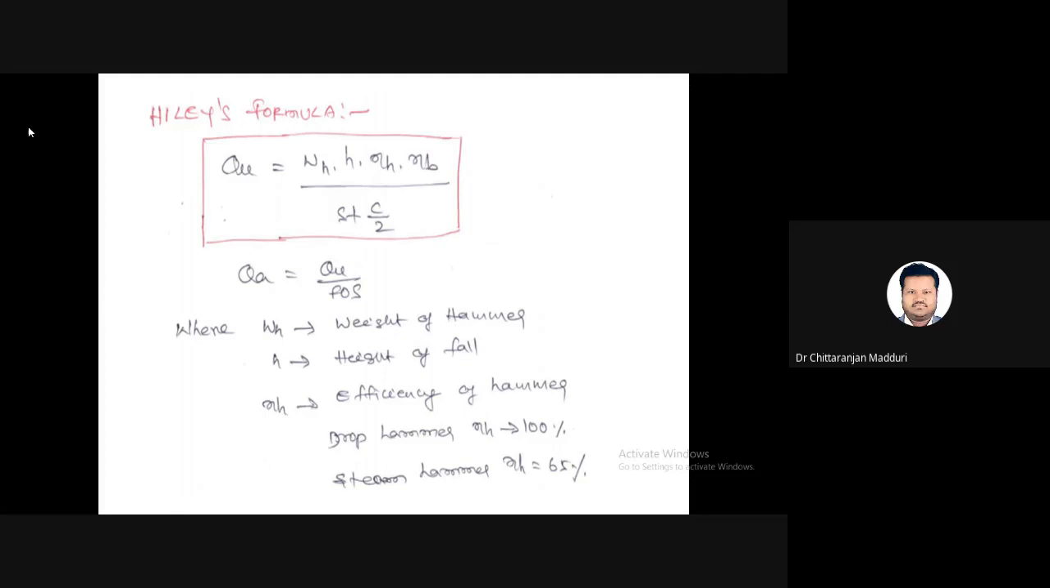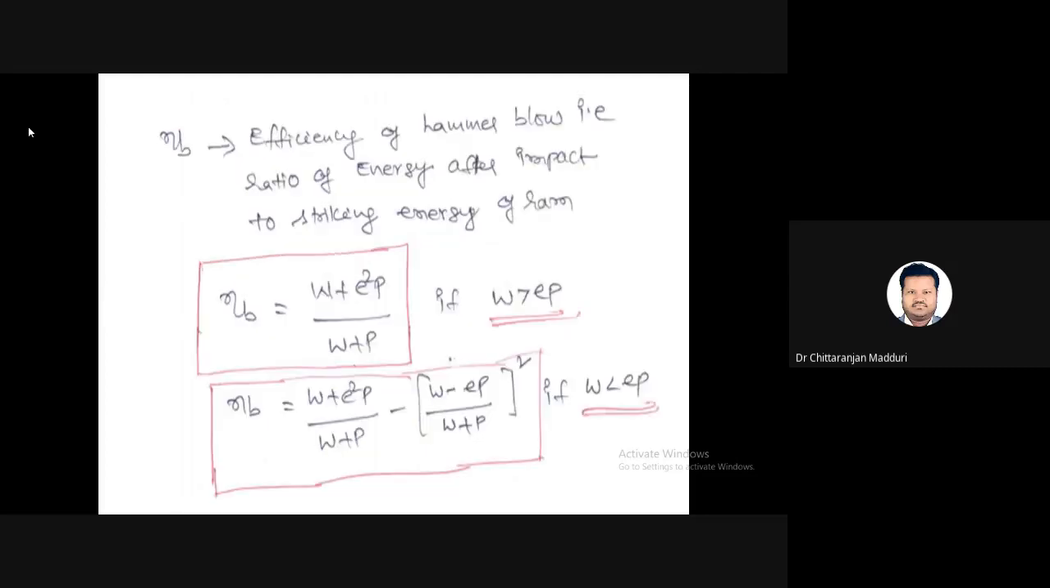So in numerator, W H weight of hammer, H is known as height of fall, NH is known as efficiency of hammer. For a drop hammer, efficiency of hammer equal to 100%. For steam hammer, efficiency of hammer equal to 65%. So the second one is efficiency of hammer blow. It is a ratio of energy after impact to striking energy of the ram.